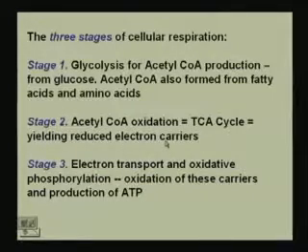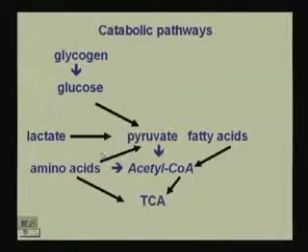of carbon dioxide. And we have already considered the third step, where we have electron transport and oxidative phosphorylation that leads to the production of ATP. So, these are the three stages of cellular respiration, and if we consider the catabolic pathways of all the breakdown, whether it's amino acids or fatty acids or glucose, they ultimately lead to acetyl CoA, which is the key component of the TCA cycle, which we will see.